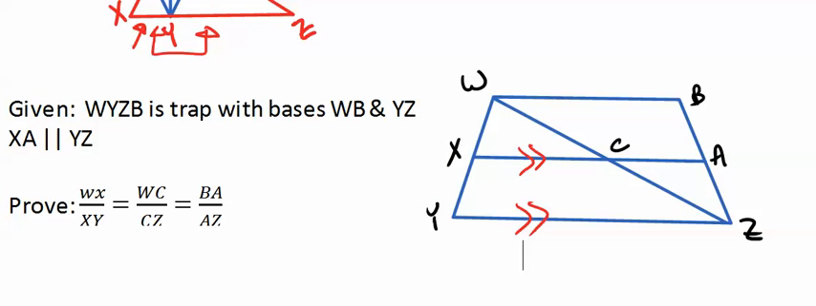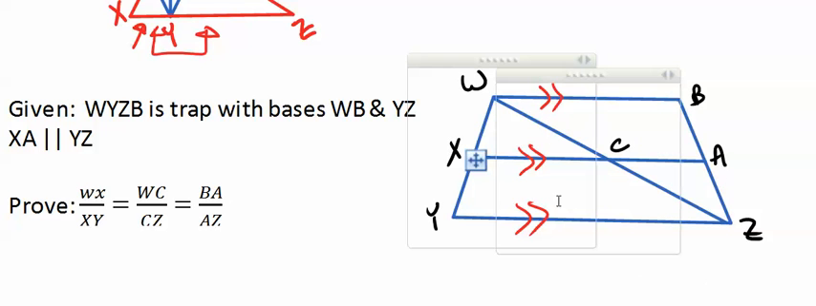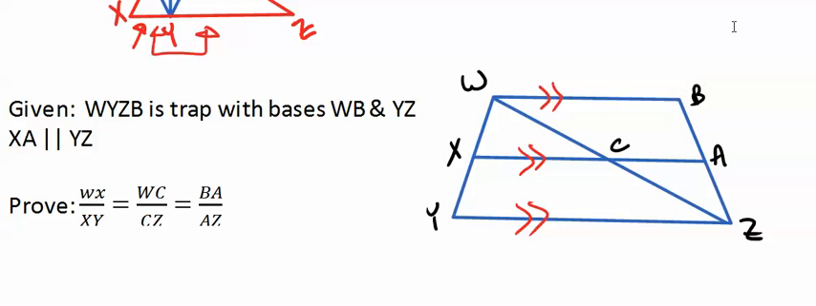Since we know that WYZB is a trapezoid, what that also means is that the bases are going to be parallel. WB will be parallel to YZ, again based on properties of a trapezoid. But since WB is parallel to YZ, we also know it will be parallel to XA based on the transitive property.